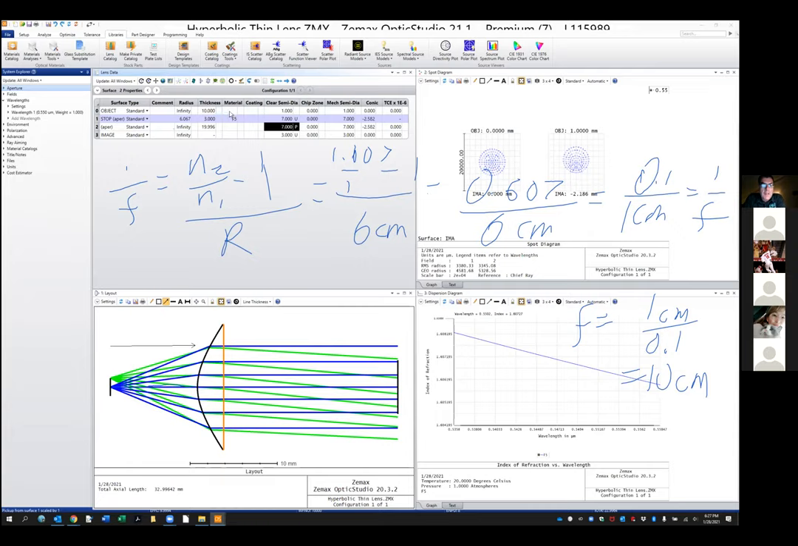What if instead of having it come in from air, I had it come in from water? Before I hit enter and we find out, what do you think would happen? Do you think it would change angle by as much, by more, or by less? By less. Anyone disagree?